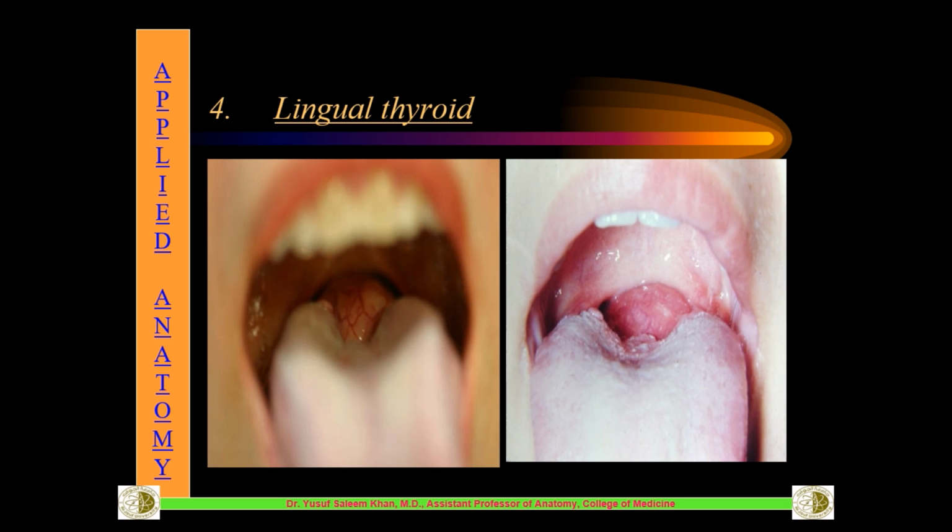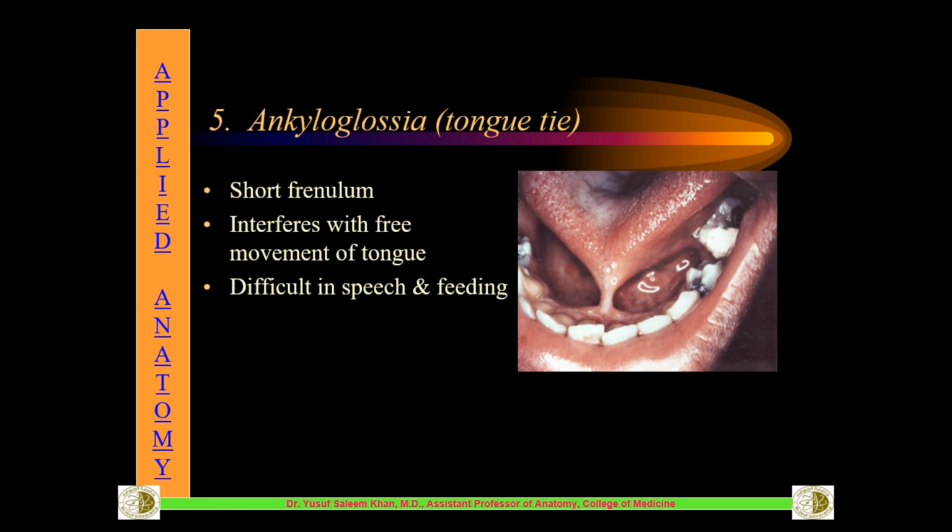Sometimes, due to incomplete descent of the thyroid gland, the thyroid gland is developed from the foramen cecum. From there it descends downwards into the actual position where it is present in the neck, but sometimes it doesn't descend downwards. Because of the undescended thyroid gland, you can see it within the tongue. This is called a lingual thyroid. So this is one more type.